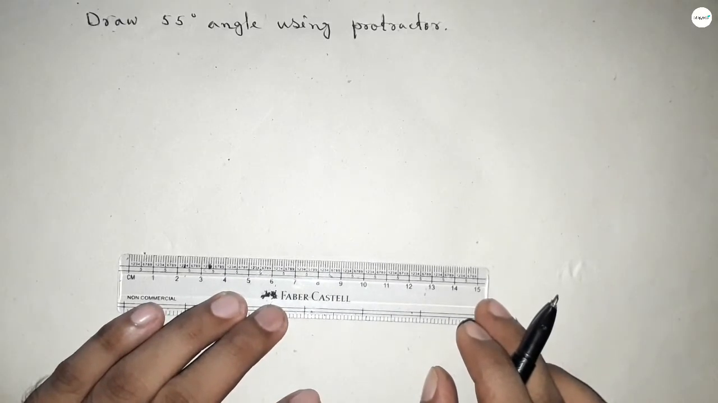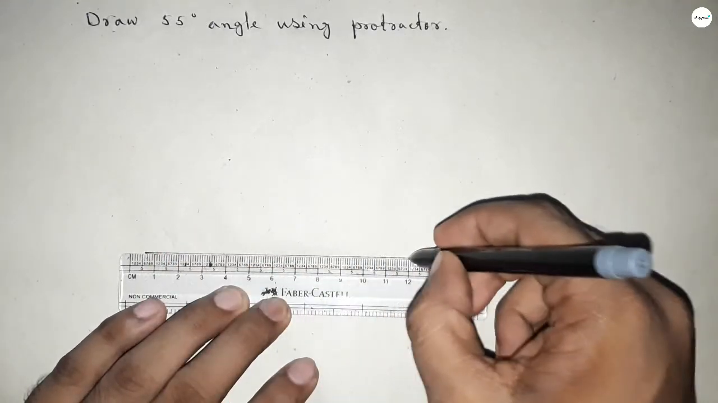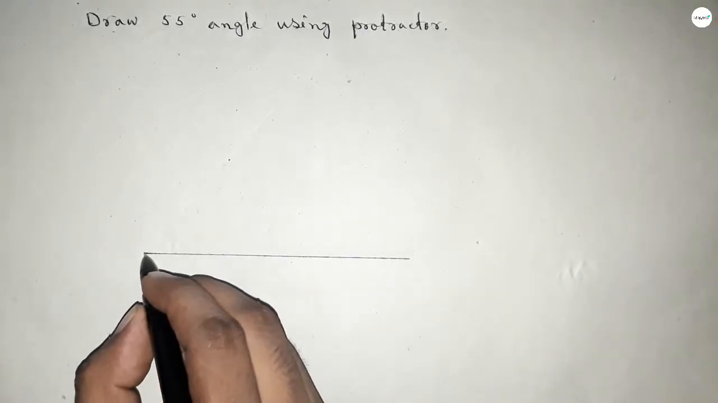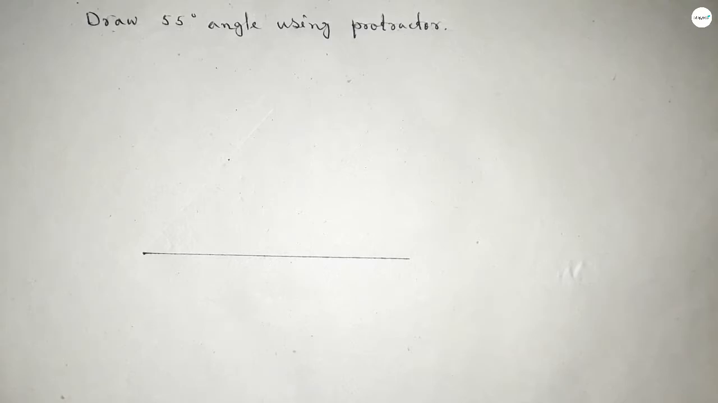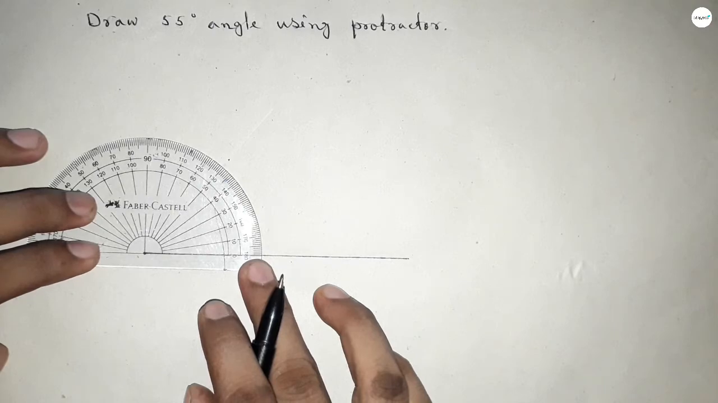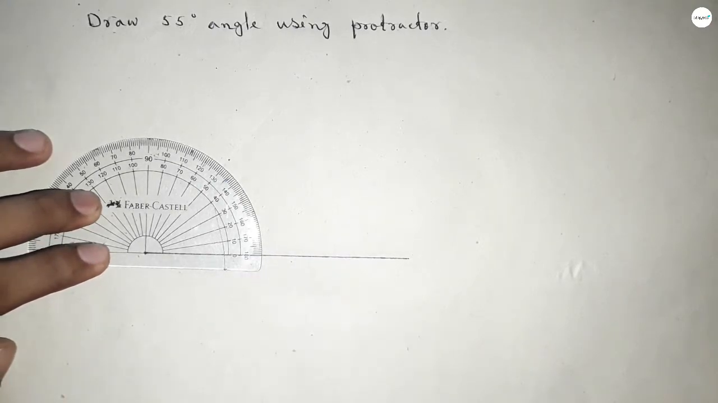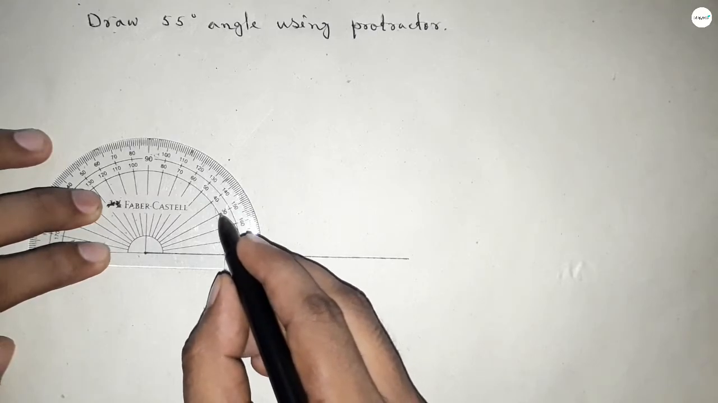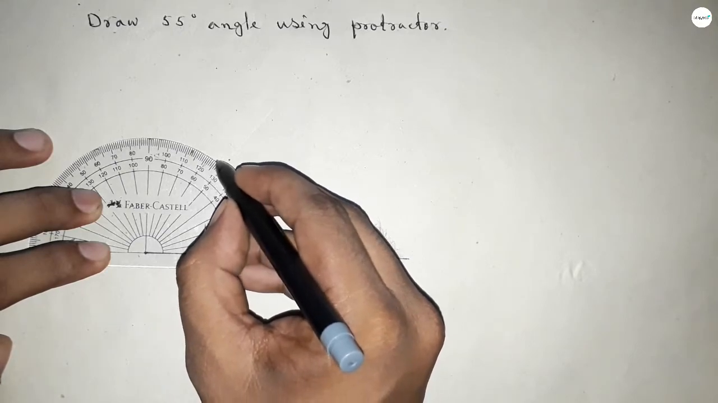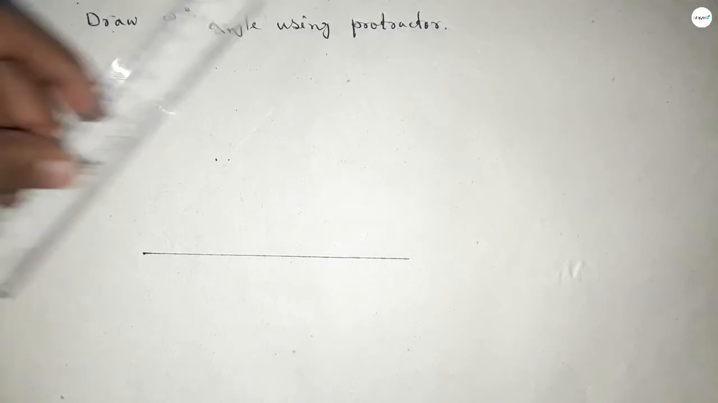So first of all, drawing a line of any length here. Okay. Next, marking here a point. Next, using the protractor and putting the protractor perfectly, and this is 0, 10, 20, 30, 40, 50, 60. Now between 50 to 60 we can get 55. So this is 55. Okay.